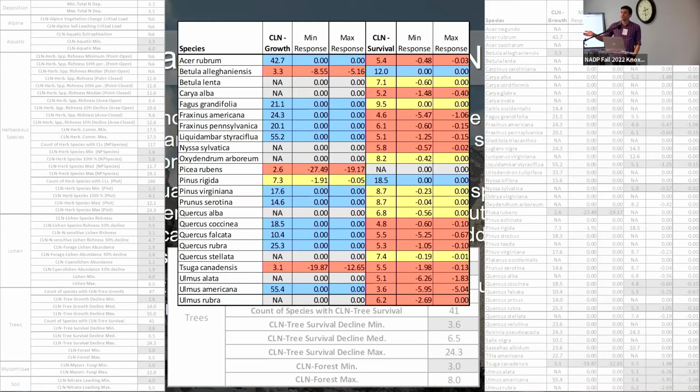So this kind of answers Linda Geiser's question where she's asking, where along the curve are we based on current deposition? And you can see some of them have a 1%. If you zoom in on this, you can see we expect up to a 1% survival decline or a 5% survival decline based on current conditions.